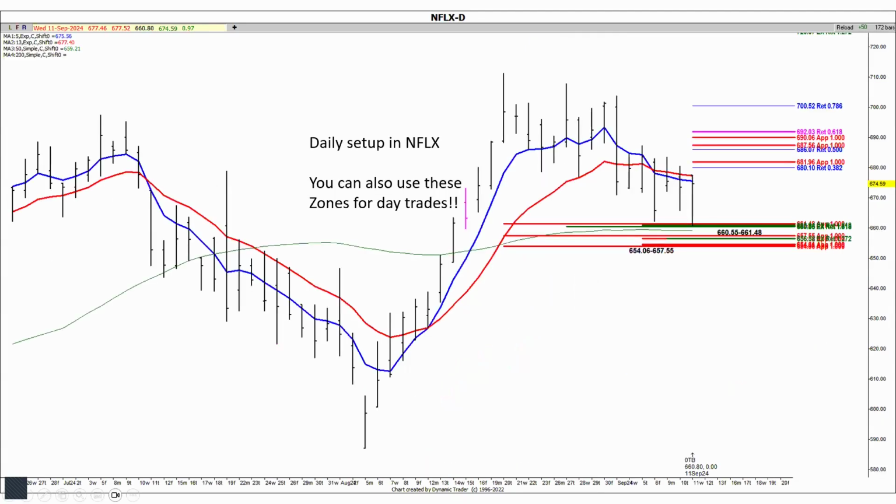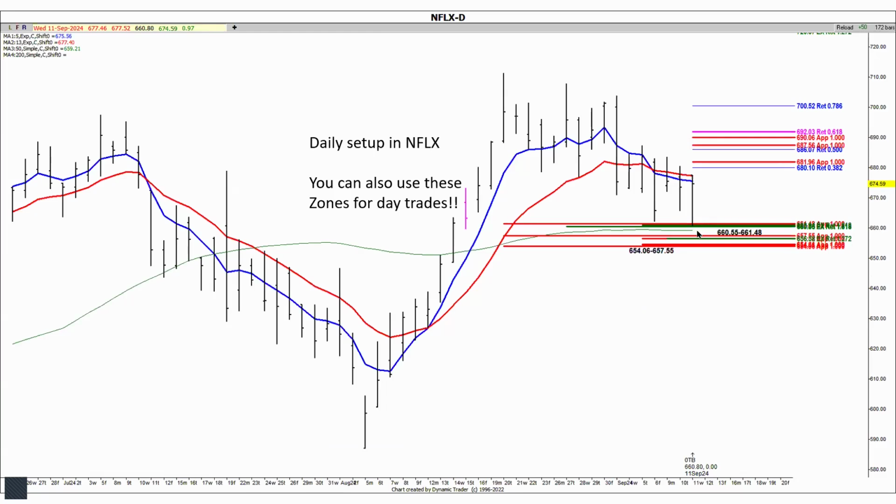Another example, this is actually a daily setup in Netflix that I had a while back. Now we had pulled back into this support, but you don't have to wait for a swing trade trigger. You can actually use a 1-minute chart where there's going to be a bit less risk for you and start out as a day trade, but then maybe keep it overnight if it also moves in your favor enough for you to keep it.